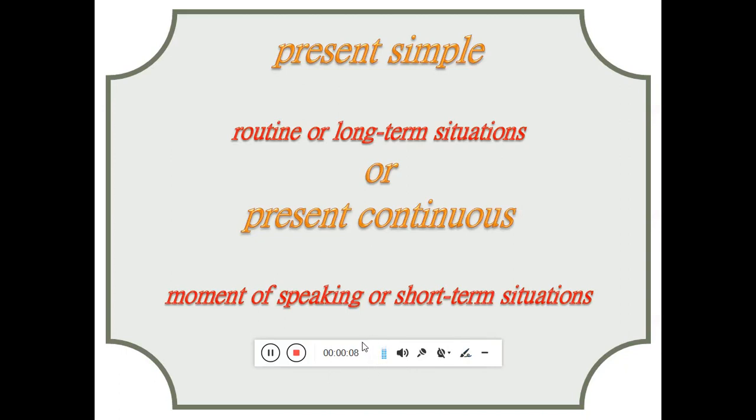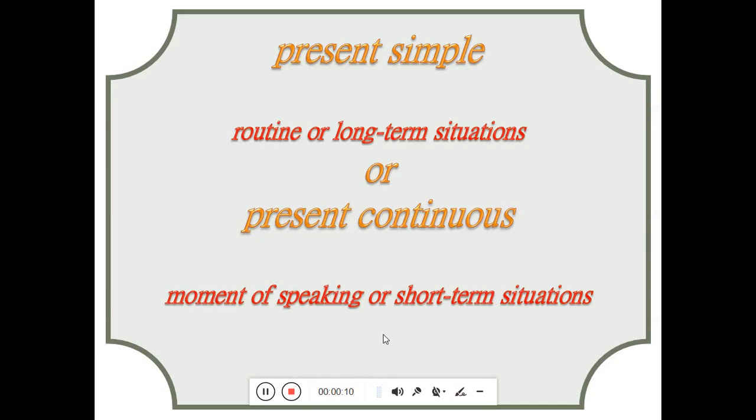So, today we're going to talk about the difference between present simple and present continuous. As we know, present simple is used for routine or long-term situations, whereas present continuous is used for something that is happening at the moment of speaking or short-term situations.